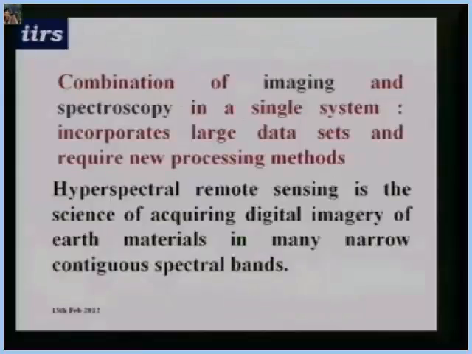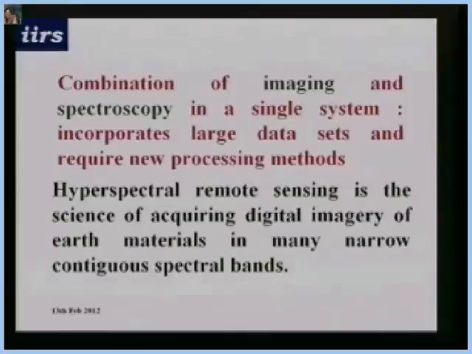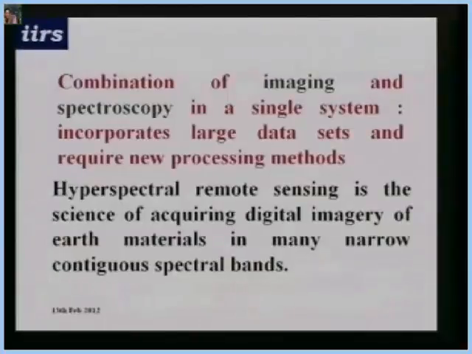Hyperspectral remote sensing combines both imaging and spectroscopy into a single system, which incorporates large data sets and requires new processing methods. It is generally composed of on the order of 100 to 200 spectral bands of relatively narrow bandwidths, maybe from 5 to 10 nanometers. So you can say hyperspectral remote sensing is the science of acquiring digital imagery of the Earth's materials in many narrow contiguous spectral bands.